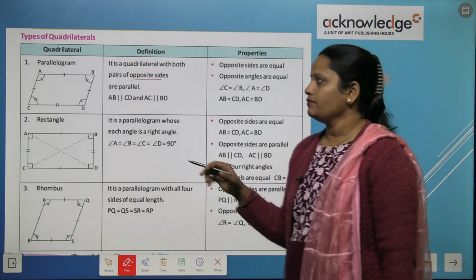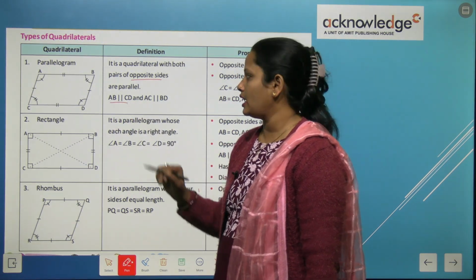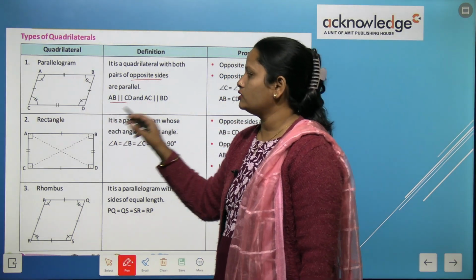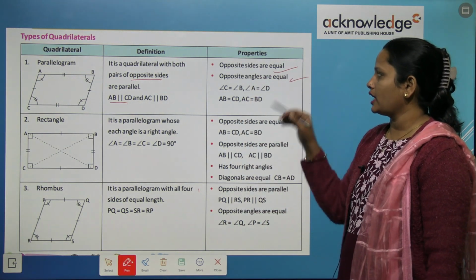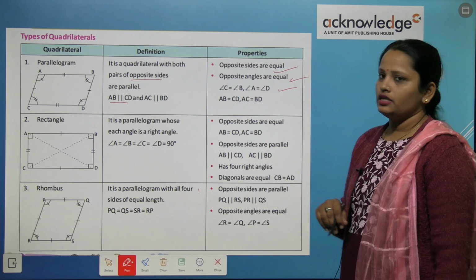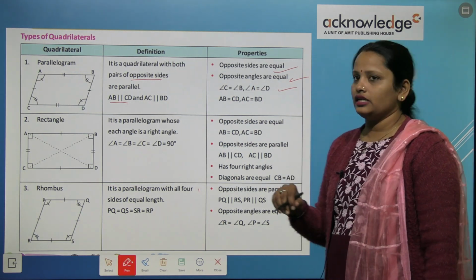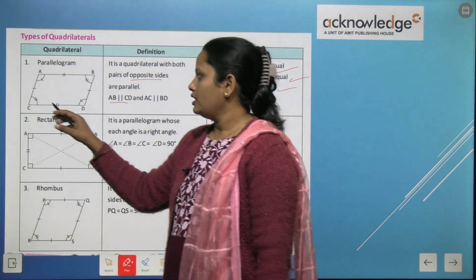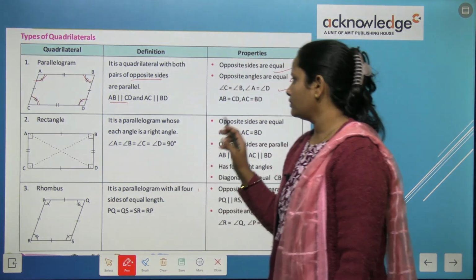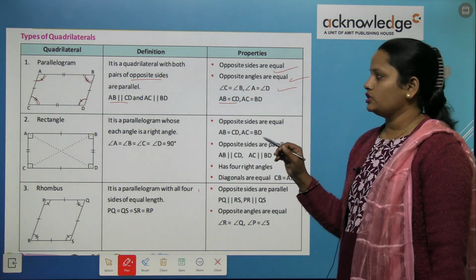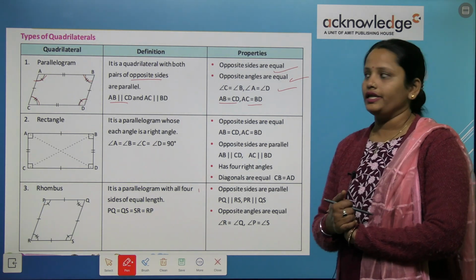So here you can see AB is parallel to CD. तो पैरेलल साइन हमने यहाँ पे बनाया है. Similarly AC is parallel to BD. Opposite sides are equal here. Opposite angles are equal. Angle C is equal to angle B and angle A is equal to angle B. ये दोनों इक्वल है और ये दोनों इक्वल है. So here AB is equal to CD and AC is equal to BD.